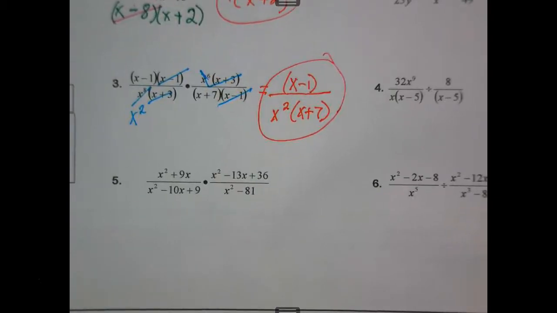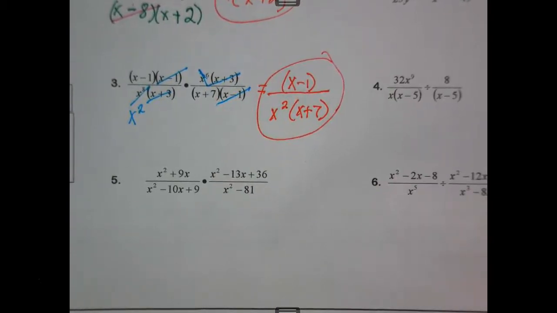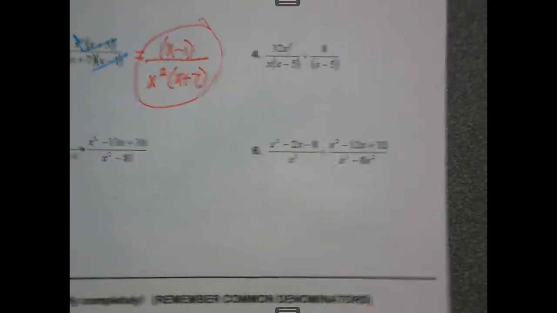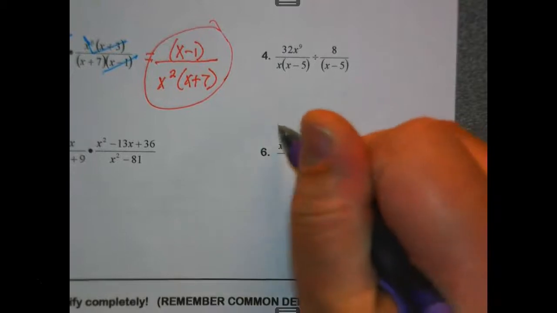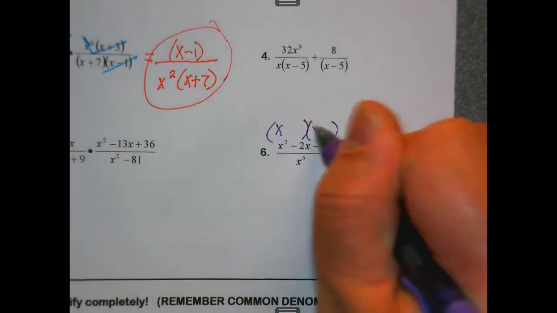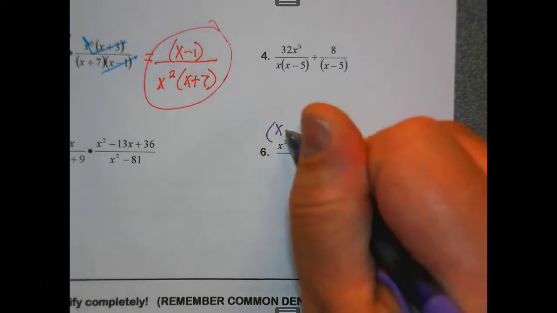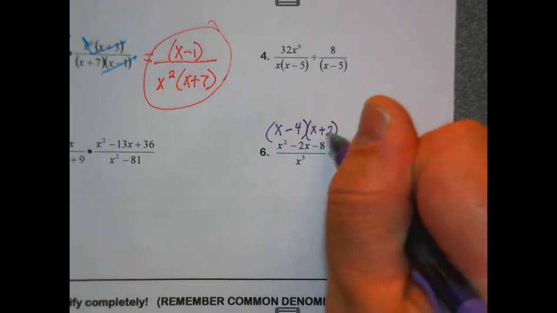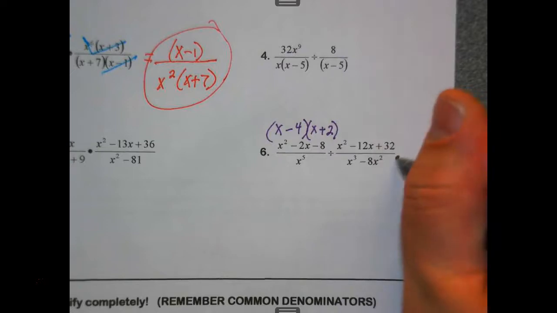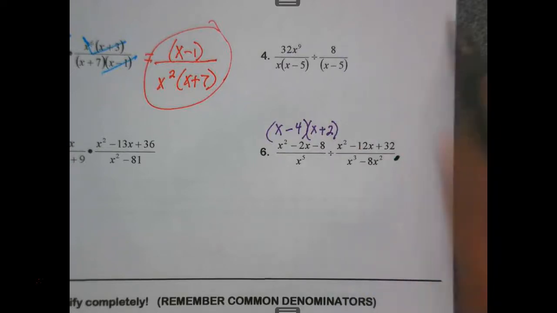Number 5, again, we have to, let's do number 6 because that's a division. Okay, let's see, factor. The minus 4 plus 2. And we got to change this to multiplication. I'm going to rewrite this.